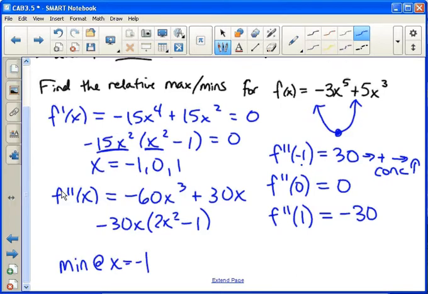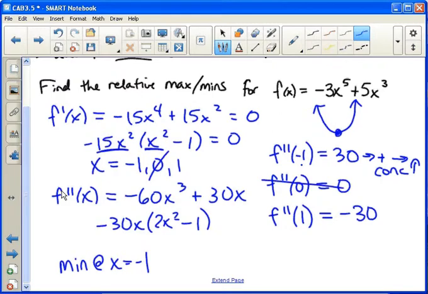Now when I plugged in 0, I got 0. That's neither positive nor negative, which probably means it's a point of inflection. I'm not guaranteeing that, but it probably means that. It's certainly not a max or a min, because we're neither concave up nor down, so it can't be a max or a min. So 0 is not going to be a max or a min.